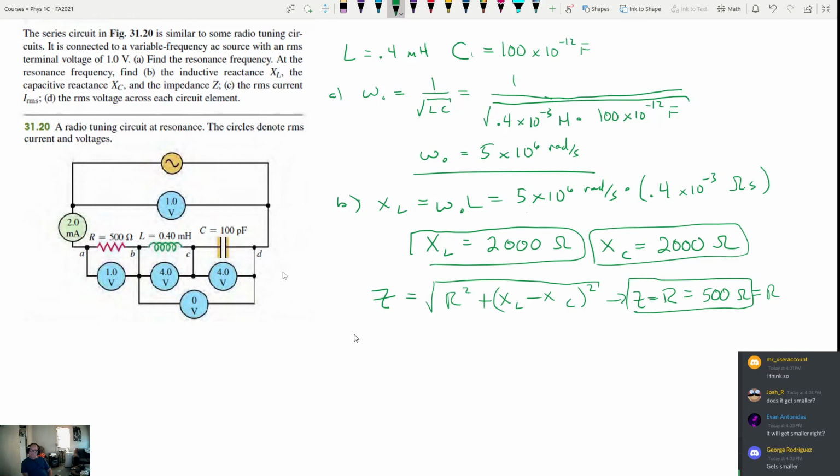Part C, to find the RMS current, all we have to do is say that RMS current is equal to V over Z. It says RMS terminal voltage of 1 volt. So this is RMS. If we do 1 volt and divide by 500 ohms, 1/5 is 0.2, and then divide by 100 again. What is this? This is 0.002 amps.